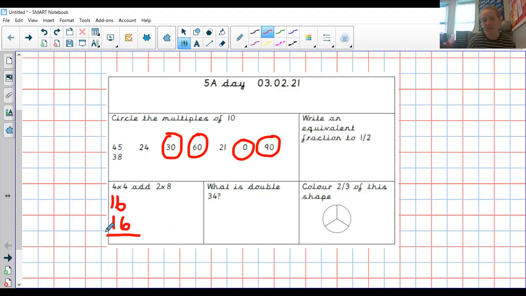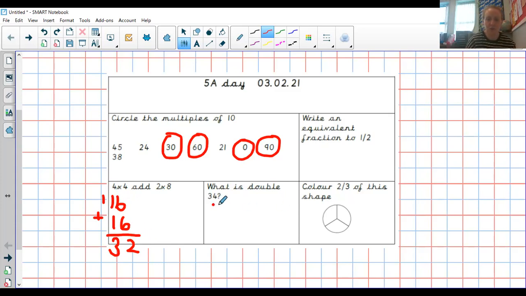Now you could have done this in the column addition like I'm doing here. So 6 and 6 is 12. Carry over the 1. 1, 2, 3 tens, making it 32. You could have also partitioned those numbers and done 10 and 10 is 20. 6 and 6 is 12. That makes 32. So 20 and 10 is 30, add on extra 2. So the answer there is 32. Well done if you got that right.